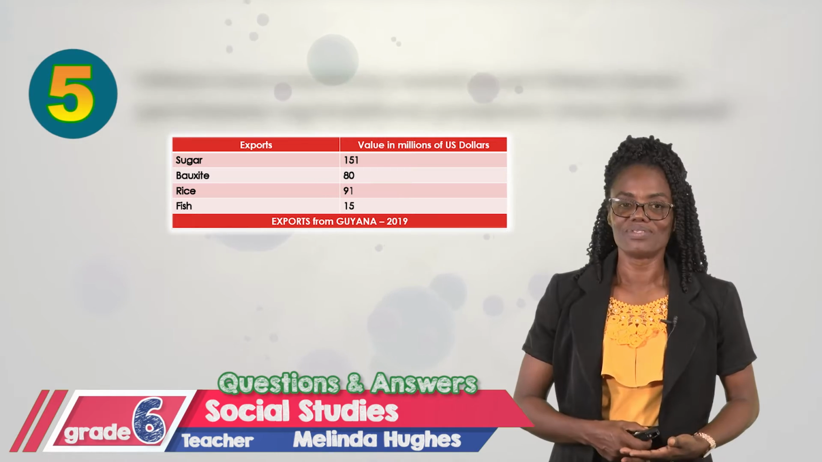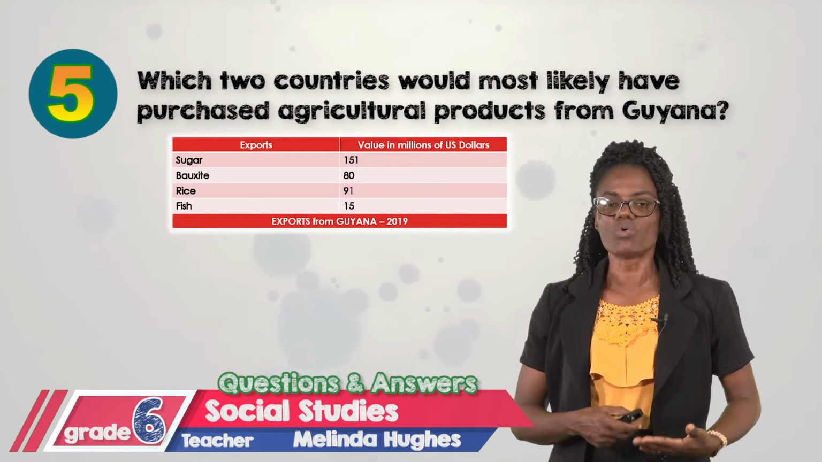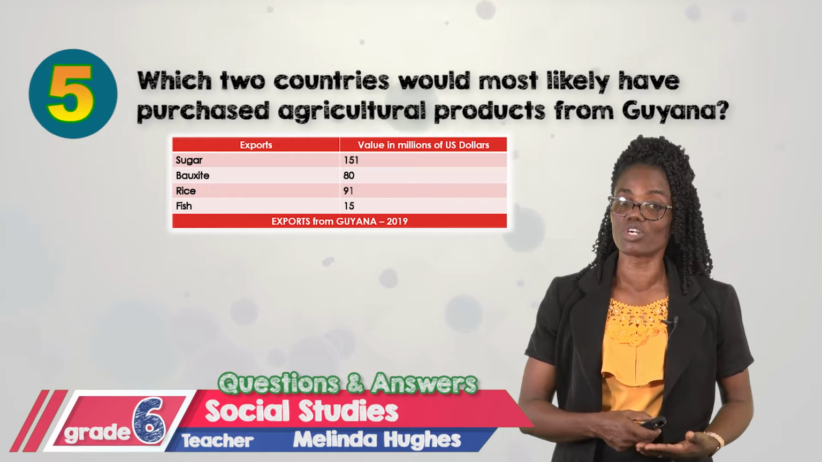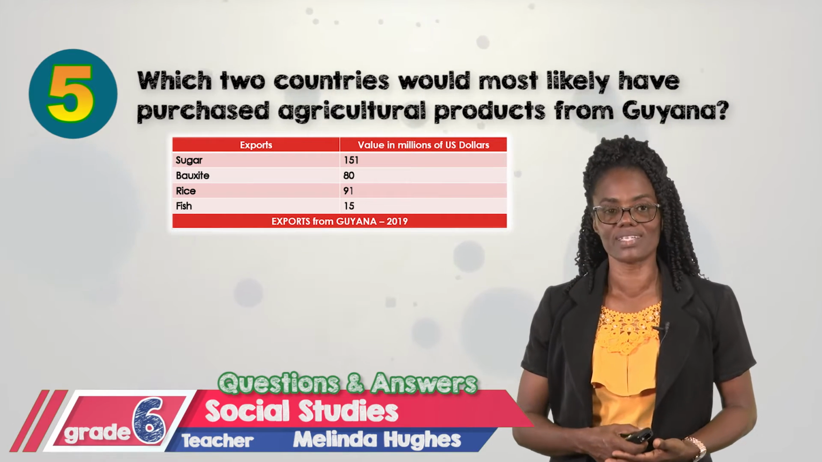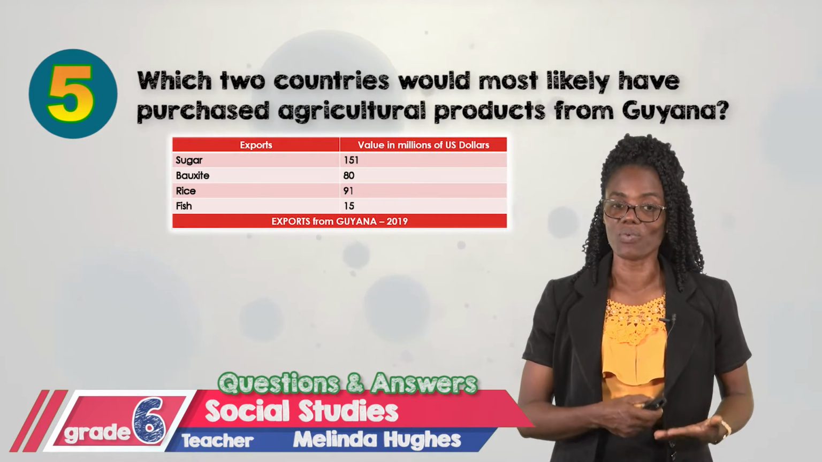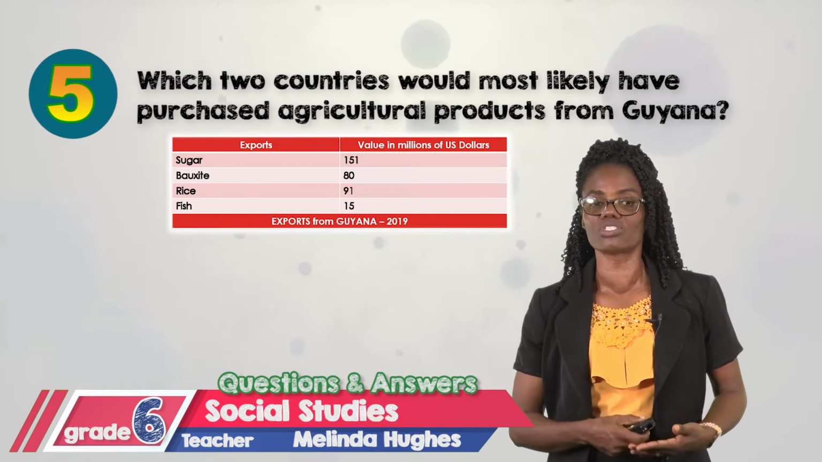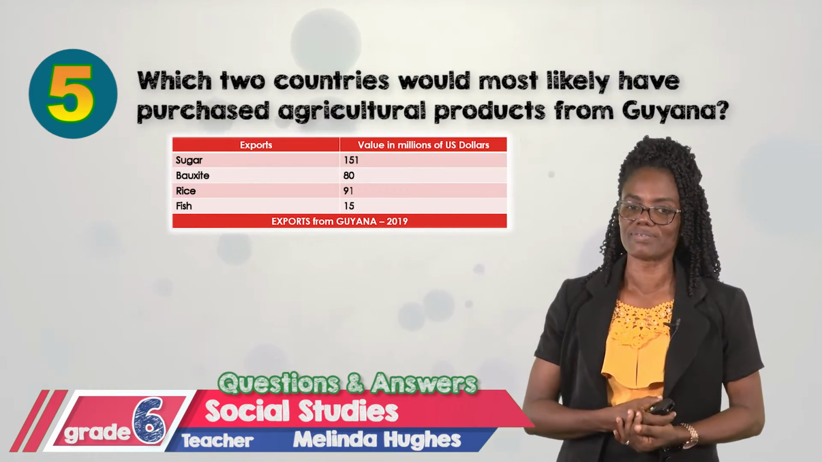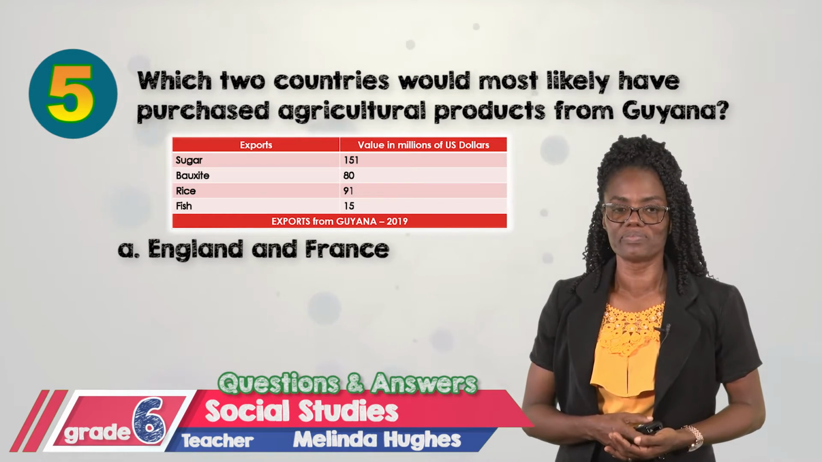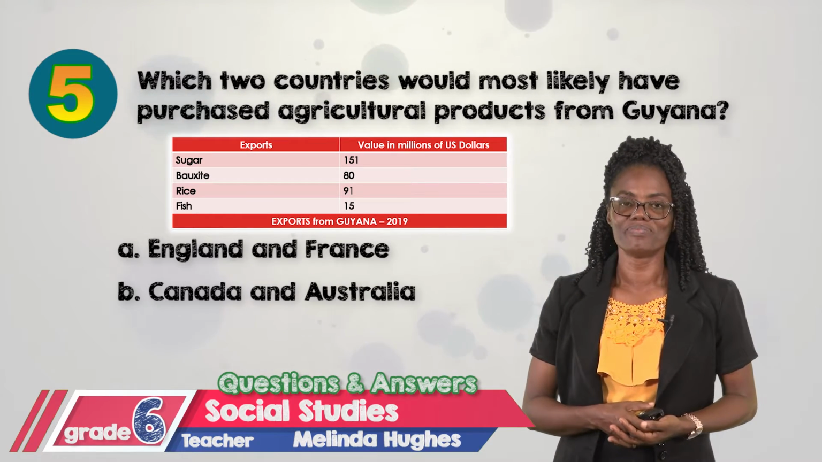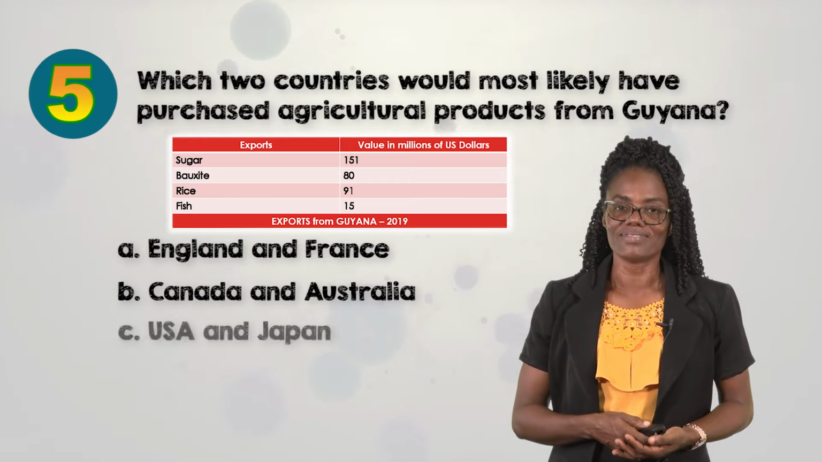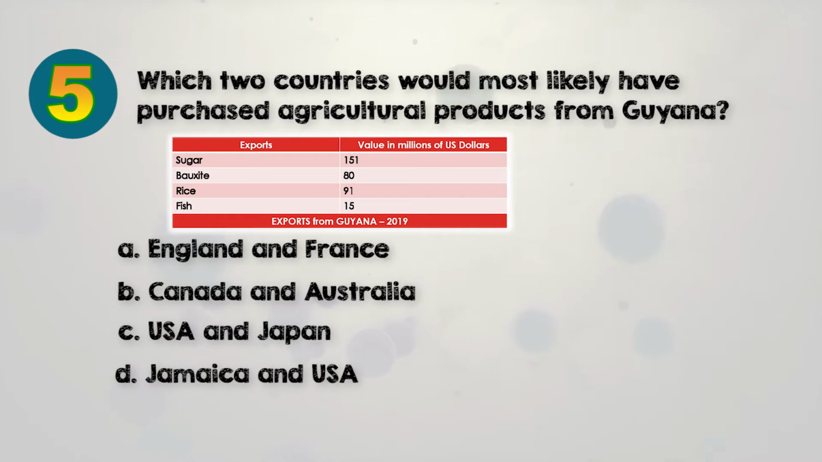Question 5. Which two countries would most likely have purchased agricultural products from Guyana? A, B, C, or D?